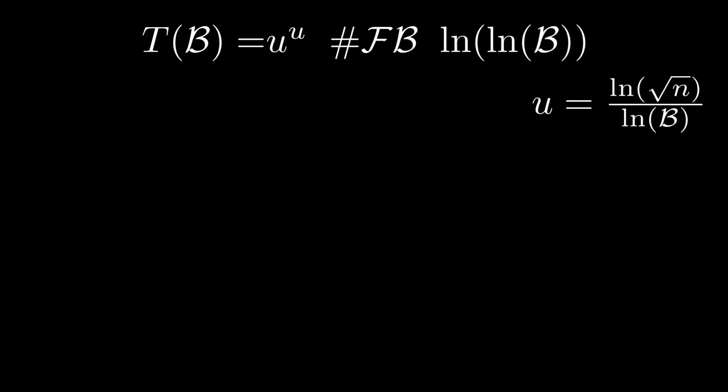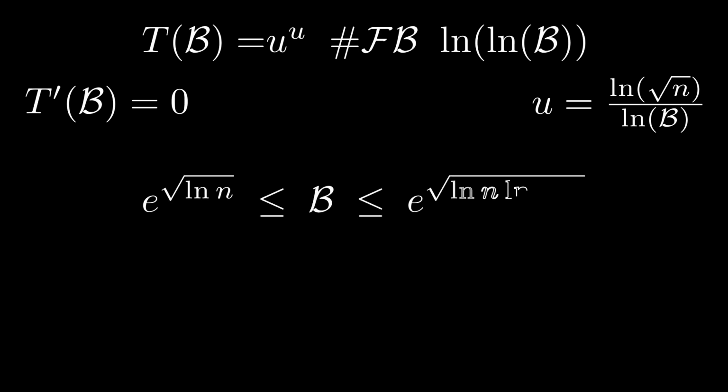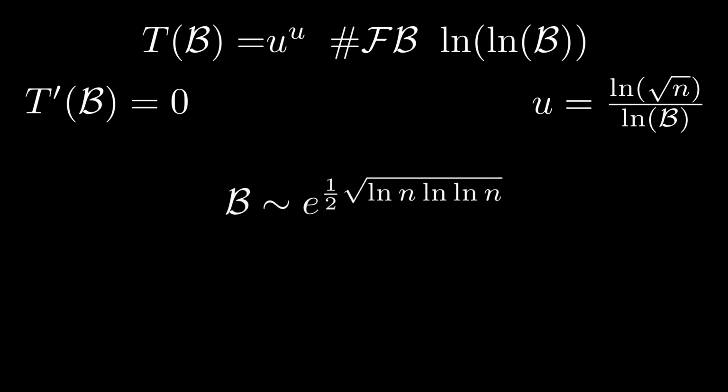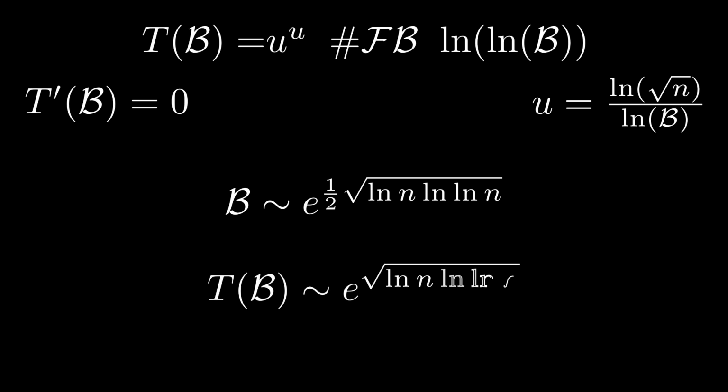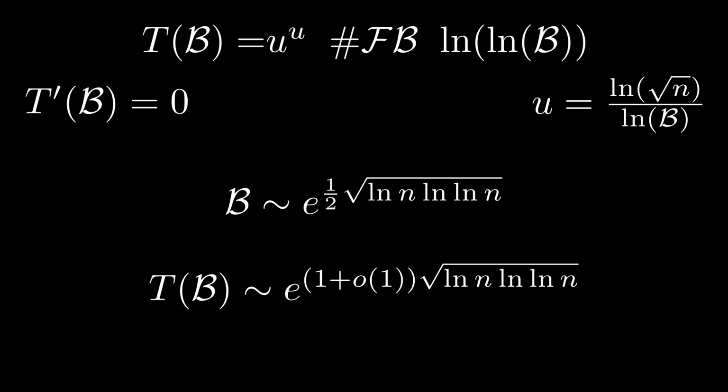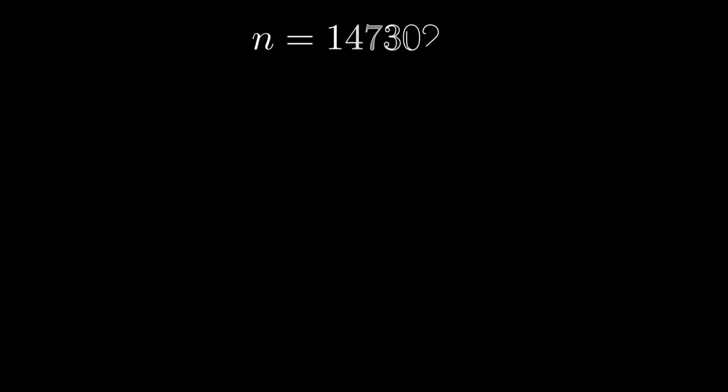We want to minimize the total number of operations, so we solve T'(B) equal to 0. This will lead to a solution between these two numbers. Therefore, we take B equal to this, and the total number of operations, or the complexity of our algorithm, is about this number. This is a sub-exponential algorithm that makes it one of the few factoring algorithms that belong to this class. Let's finish with a final example. Let's take n equal to this number.